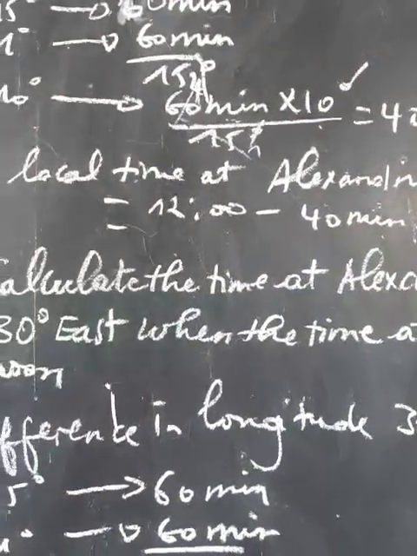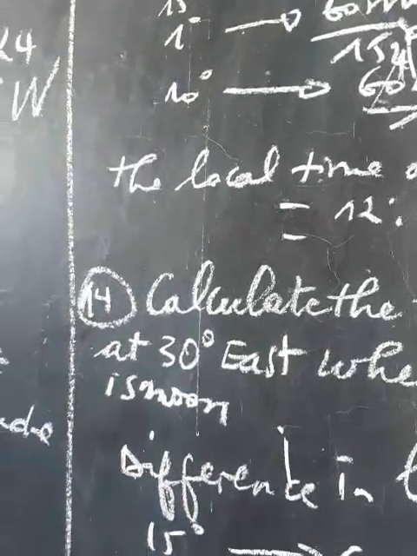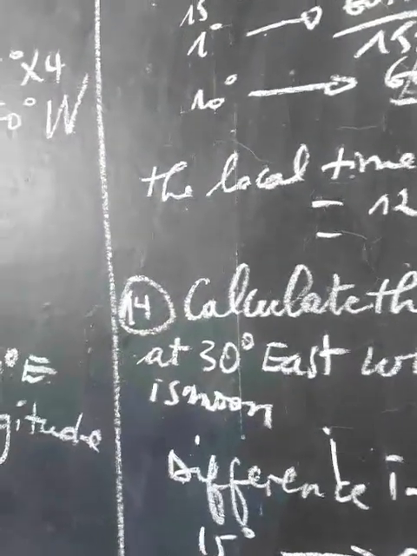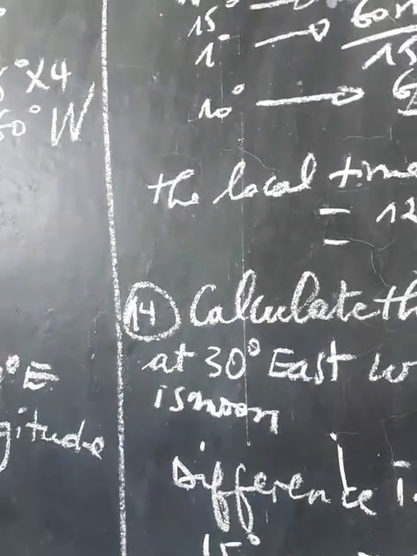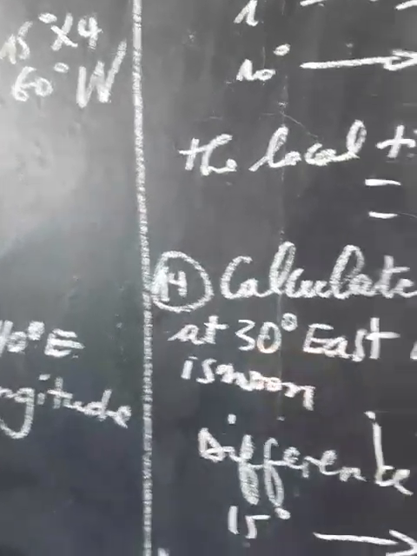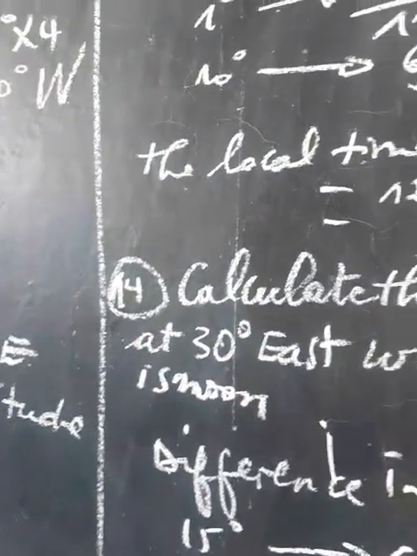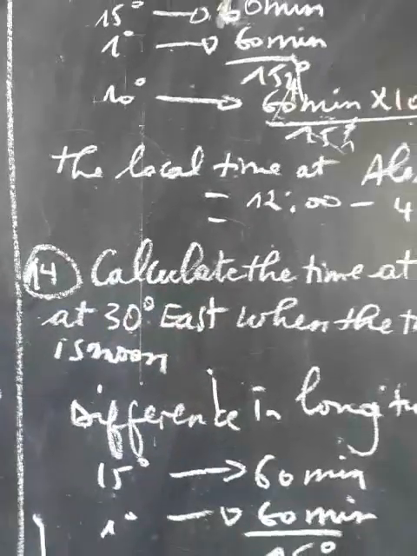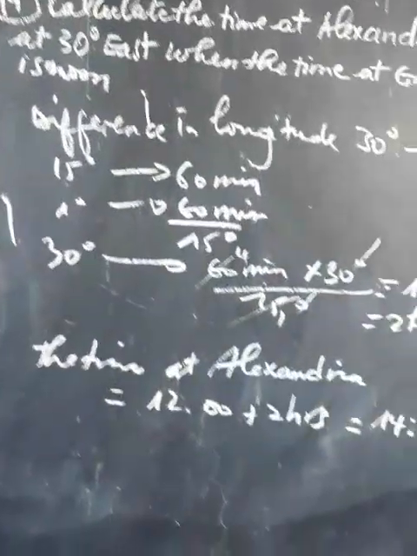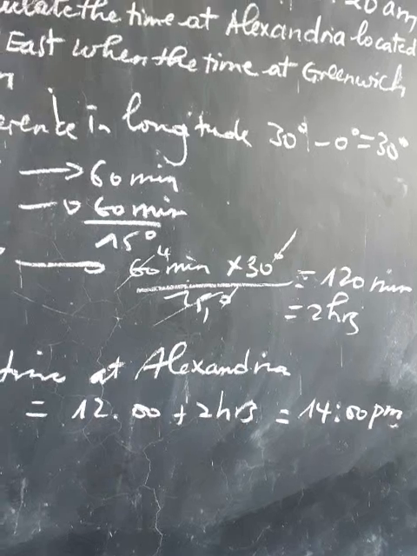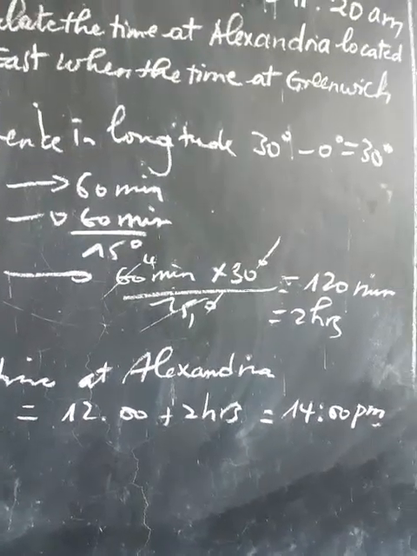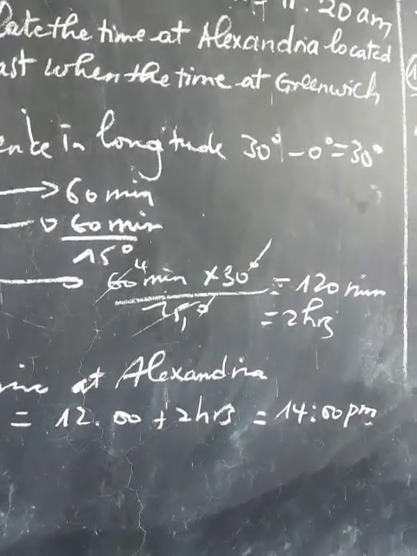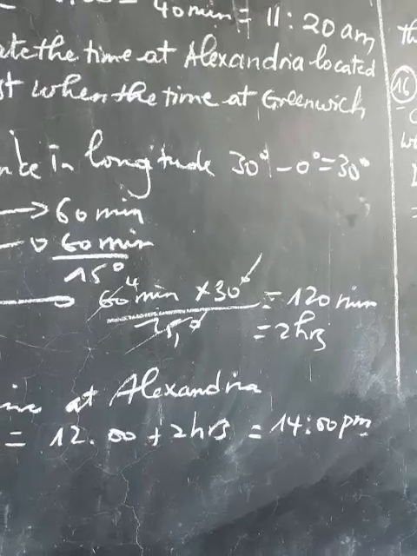So meaning that when we come from Greenwich Meridian, which is located at 0, going to Alexandria, which is located at 30, it means the hours are increasing. That's why we take 12:00 plus 2 hours, and then you get 14:00 p.m. Let's go to the question number 15.